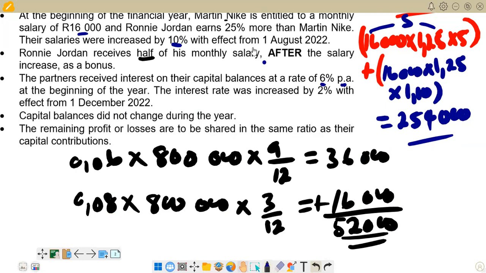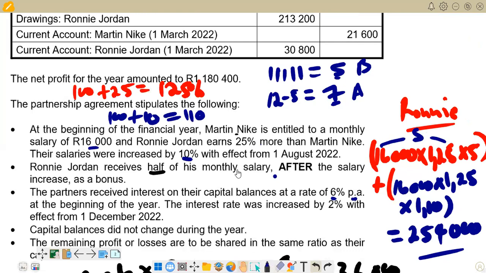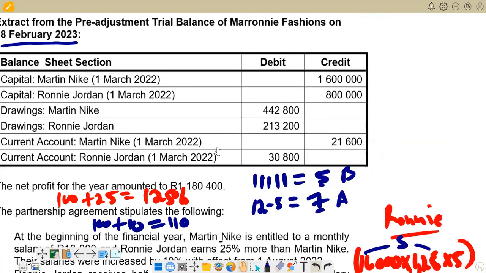We go to the balances, and that's where we've got the capital contributions. You see that we've got 1,600,000 for Martin, and then for Ronnie we've got 800,000. So we are just going to use that ratio. So how are we going to use it? The denominator, we add the two. 1,600,000 plus 800,000, we get 2,400,000. So this is going to be our denominator. And for Martin Knight, we are going to say 1,600,000 over 2,400,000. Then you multiply by the amount that we have there.